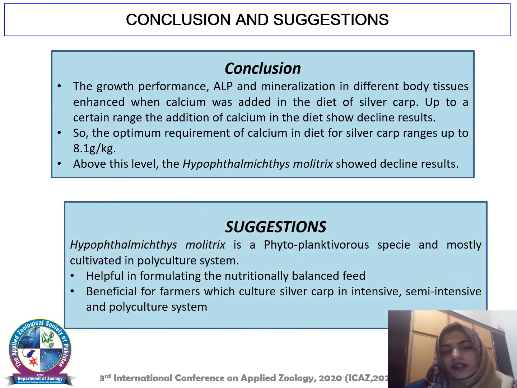So it is helpful in formulating nutritionally balanced feed and it is also beneficial for farmers who culture silver carp in intensive, semi-intensive and polyculture systems, because silver carp is a phytoplanktivorous species and is mostly cultivated in polyculture systems.